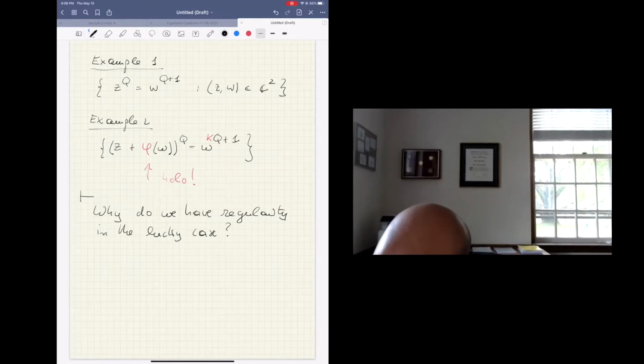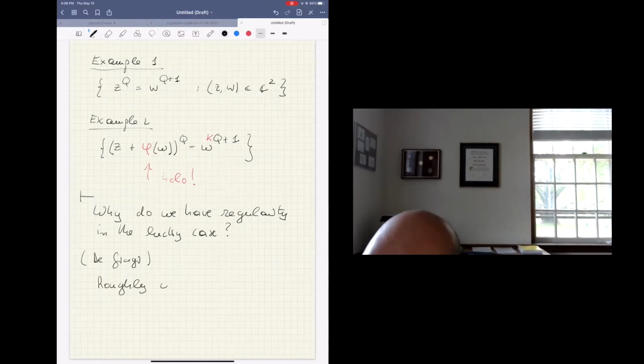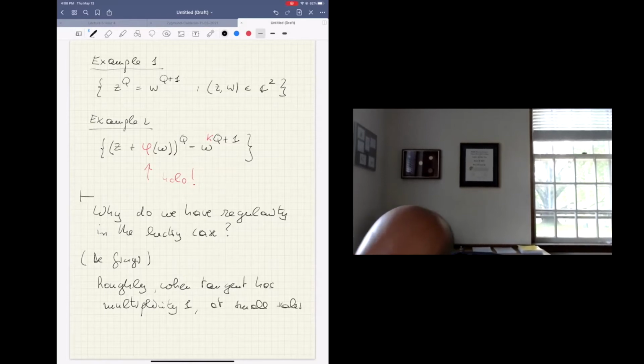Well, this is an idea which goes back to De Giorgi. And the idea is simply the following. Roughly, when the flat tangent has multiplicity 1, at small scales, the current is close to graphical.